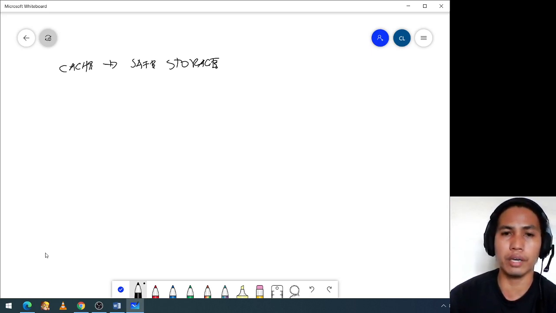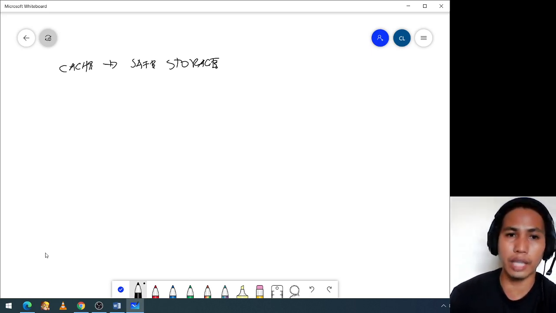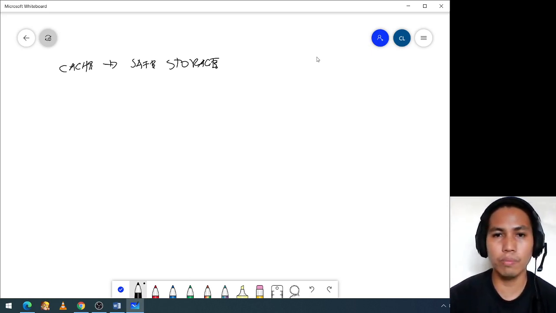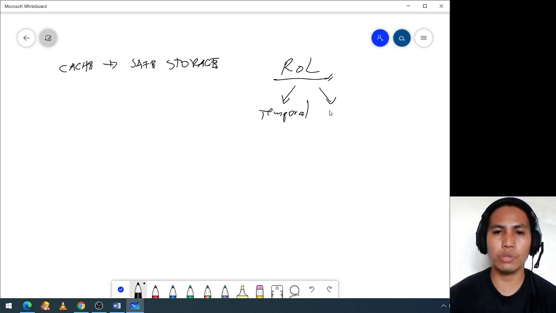Imagine, nag-open kayo ng Microsoft Word. The first time you do it, medyo matagal. But the second time, medyo mas mabilis na, parang na-lessen na yung time. Kasi po, usually po, meron po kasi tayong tinatawag na reference of locality. Reference of locality. And we have two types of locality. That is, we have temporal and then we also have spatial.